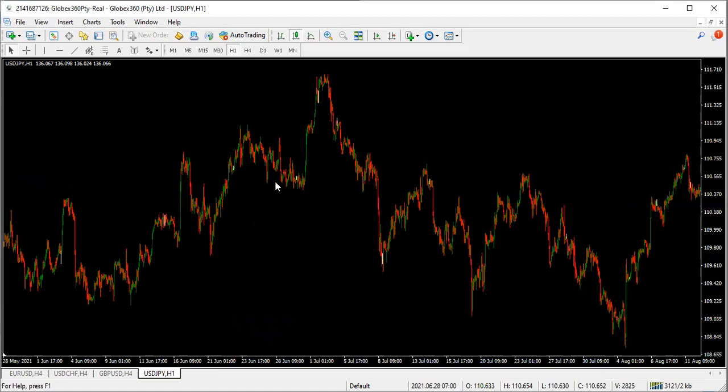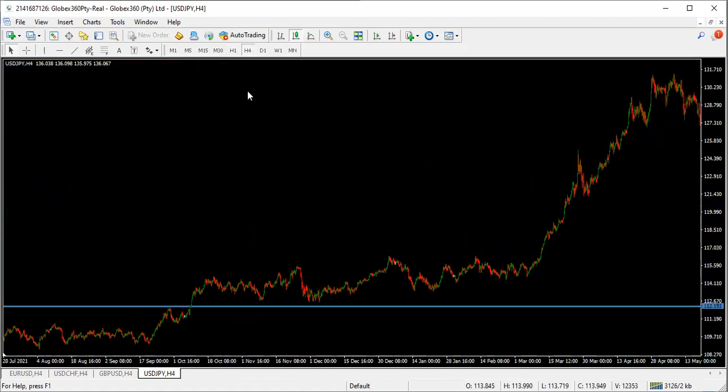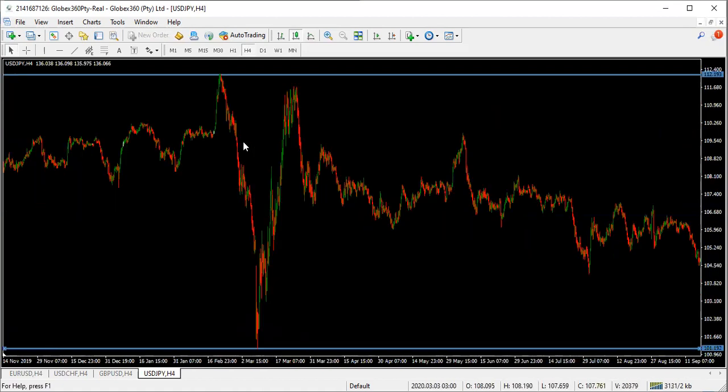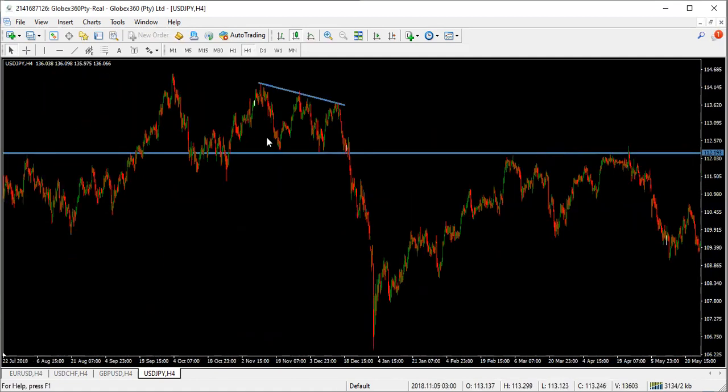Let's use H4. Okay, we are here. So now our support is broken. The price went down for a long period of time. I don't even know how long. Let's use this one as our support. So now the price is at support. The price started going up. Can you see that? The ranging. You see?